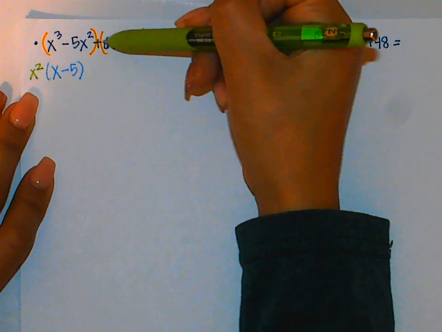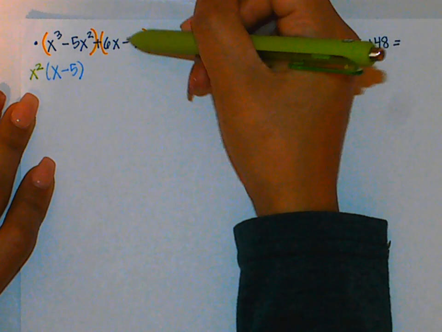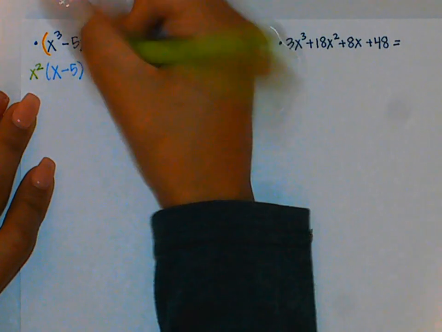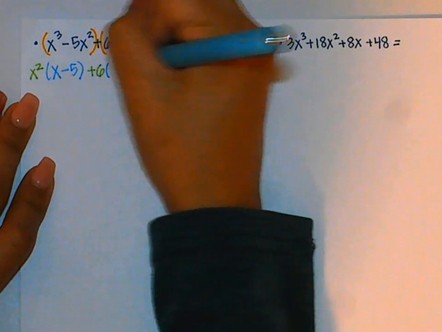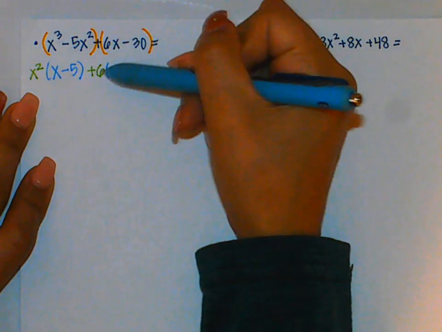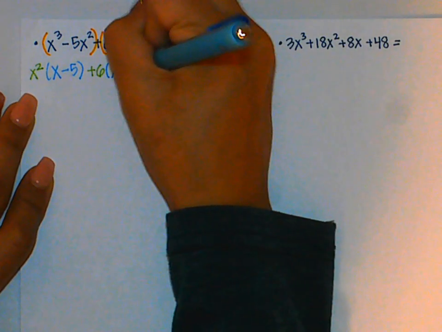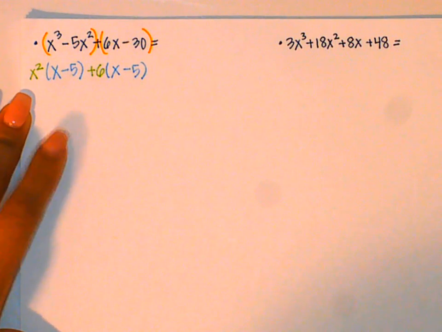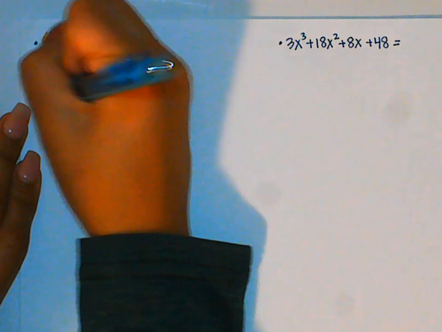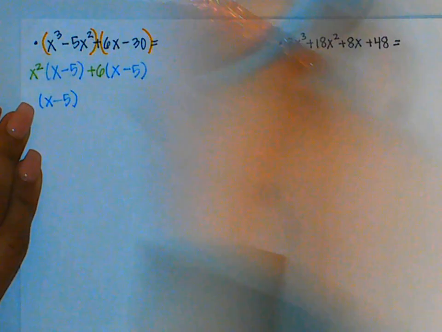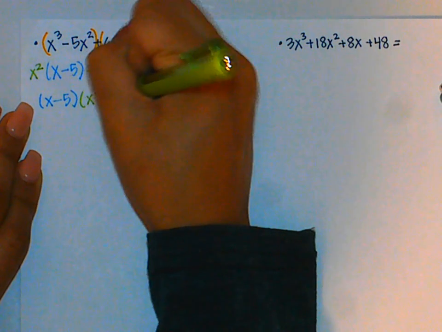I have a positive 6x and then a minus 30. So since I already have the minus sign, I am just going to pull out the plus 6. So 6x divided by 6 leaves me just the x. Negative 30 divided by a positive 6 gives me that negative 5 that I wanted. I'm going to drop what they have in common, which is x minus 5, and combine what would be left over, which is this x squared plus 6.